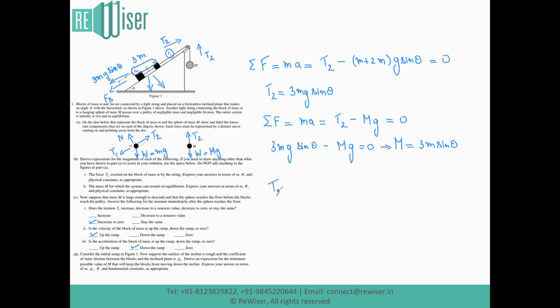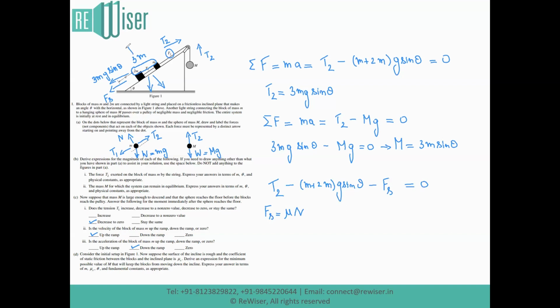tension T2 minus the two combined masses, that is m plus 2m times g sine of theta, minus the combined frictional force Fs for both the bodies m and 2m combined, is now equivalent to 0. We know that friction has a standard formula. Fs is equal to mu into N, where N stands for the normal reaction.